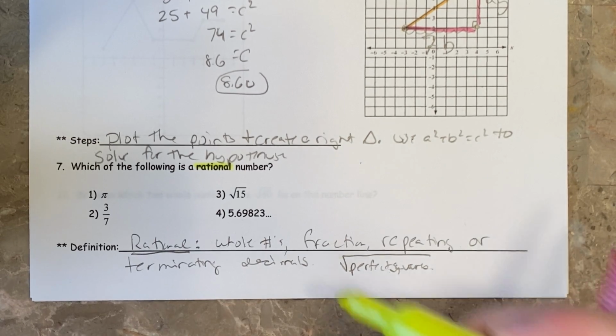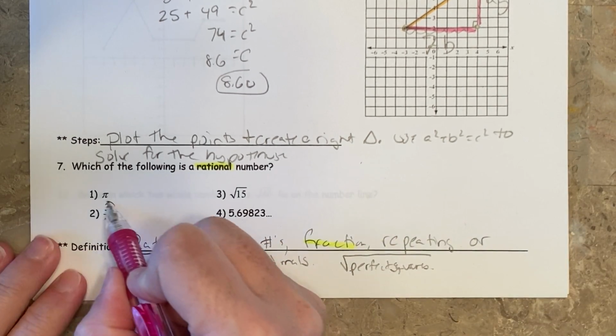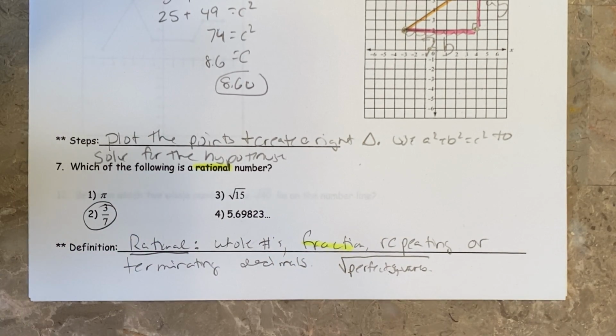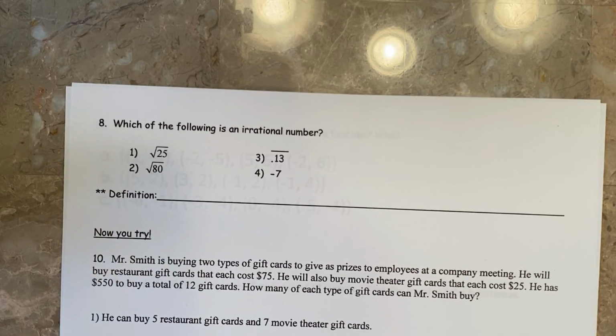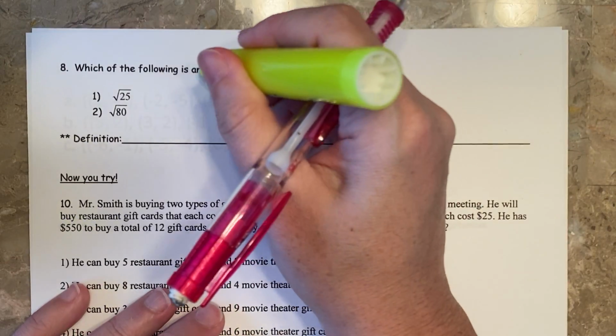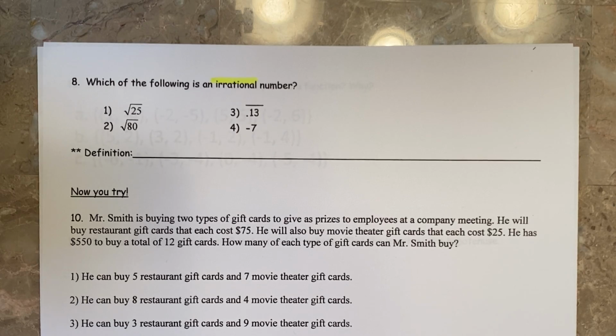But remember, I always say fractions are your friends, right? Fractions are our friends. So if you notice, this one has the fraction, so all you're going to have to do is pick the fraction. Fractions are our friends. All right, so we have one more for this day, and it's going to be the opposite now. Now it's going to be the irrational. So you're looking for all the things that are not what I just said on the previous page.